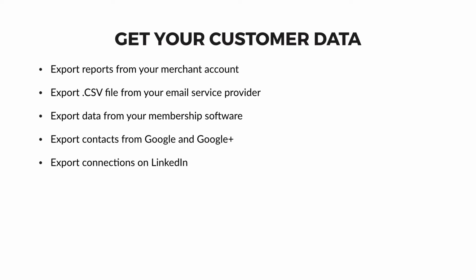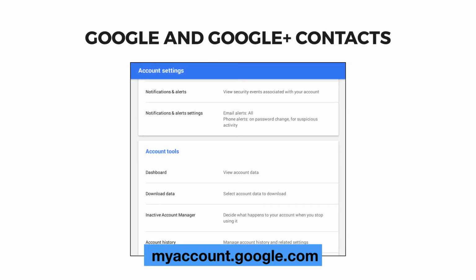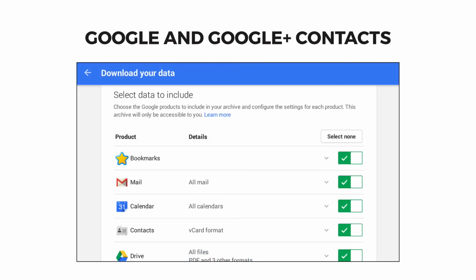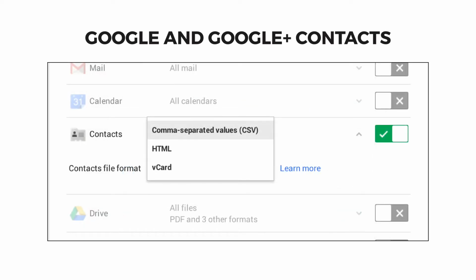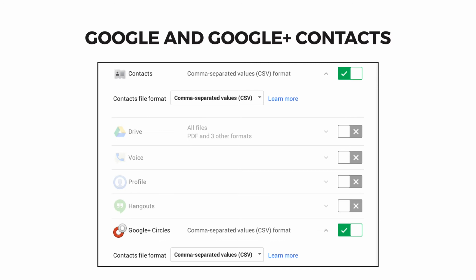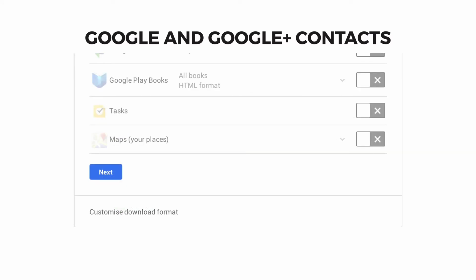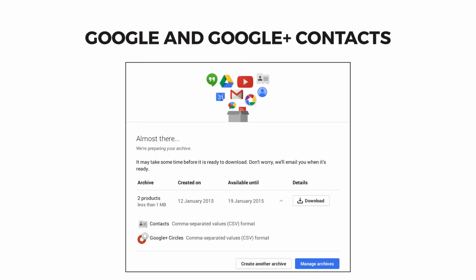You can advertise directly to your connections on Google and Google+, too, and even on LinkedIn. This is a hidden feature of these 2 social networks that few people take advantage of, but may prove very beneficial to you. To get your Google and Google Plus contacts, go to myaccount.google.com and log in if you're not already. In Account Settings, look for the Account Tools area and then Download Data. Click Select None and then check Contacts and Google Plus Circles. Click the little drop-down arrow to change the data from a vCard to a CSV file for both types of data. At the bottom of the page, click Next. Choose the zip file format for your archive and click Create Archive.